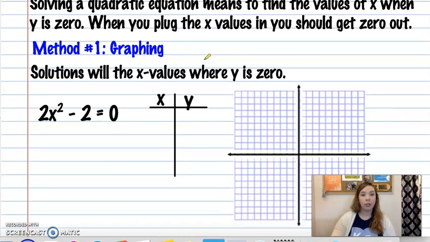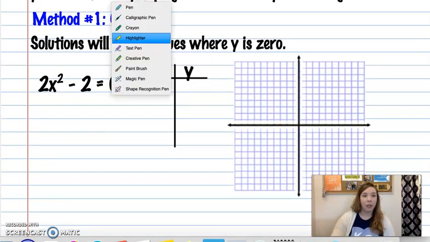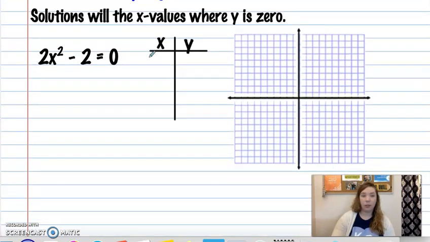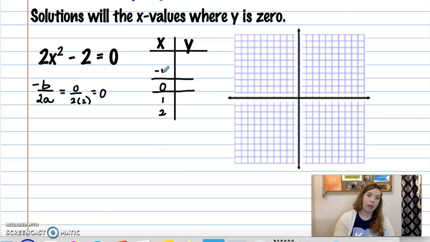So first thing we want to do is graph the quadratic so that we can see what's going on here. So remember, we do opposite of b over 2a to find our x coordinate of our vertex. In this case, my b is 0. So I'm going to have 0 over 2 times 2, which is 0. So my middle point here, my vertex, is going to be 0. So then I'll do 1, 2, and -1, -2 for my other points. And then let's go ahead and plug in our 0. So 2 times 0 squared minus 2 should give me a -2 out.